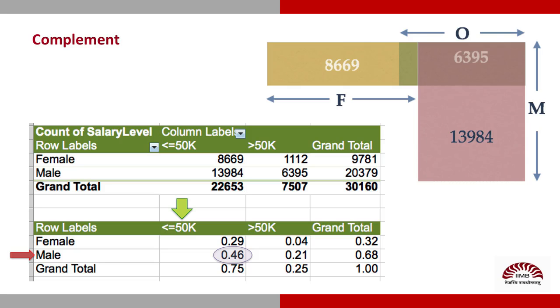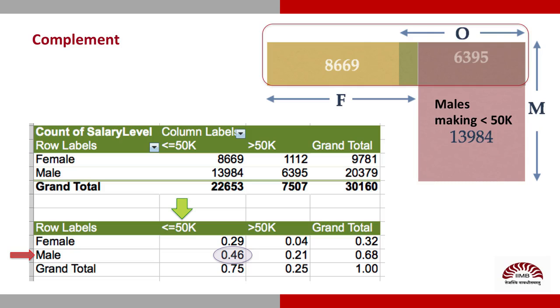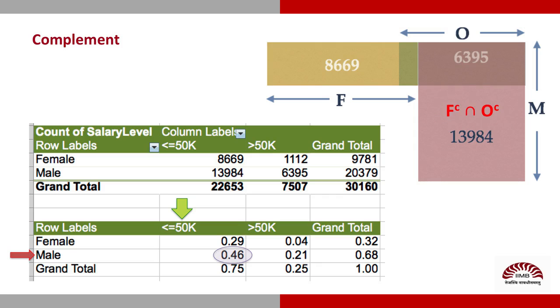So Lisa, what's with the 0.46 entry in the table? It is the joint probability of a randomly chosen row from our data set representing a male as well as someone who makes less than $50,000. This is nothing but the intersection of F complement with O complement. Males complement females. Why not?